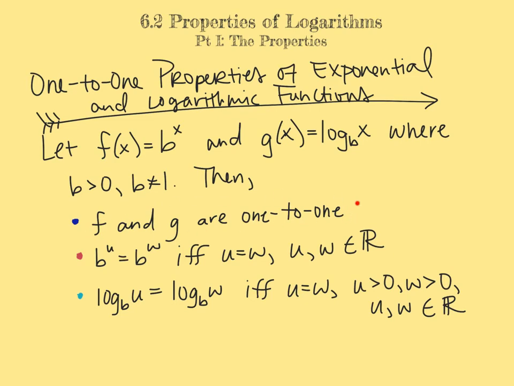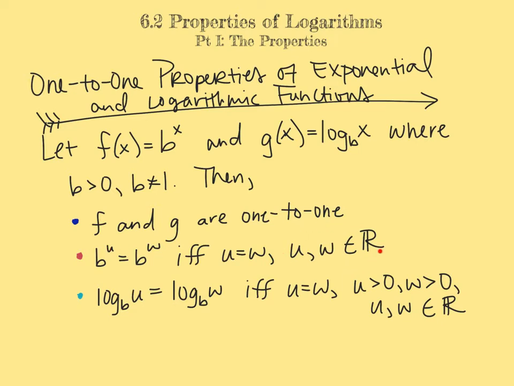And that can just be seen on a graph. They both pass the horizontal line test and, of course, the vertical line test because they're functions. And then these next two, which may seem obvious, but we are going to be using them, they're the equality properties. So b to the u equals b to the w, if and only if u equals w. So that makes sense. Something equals the same thing.